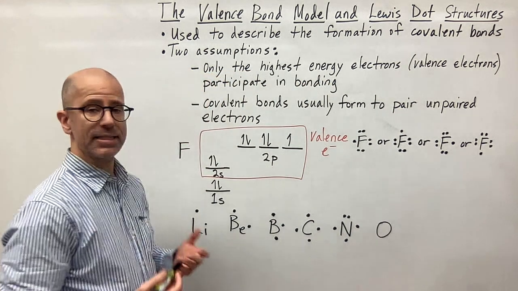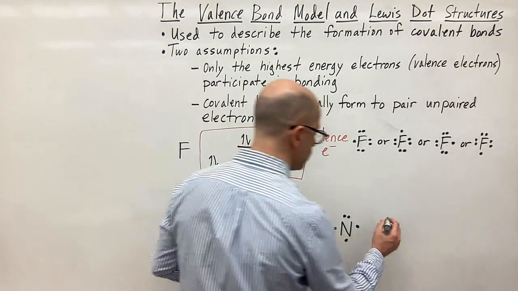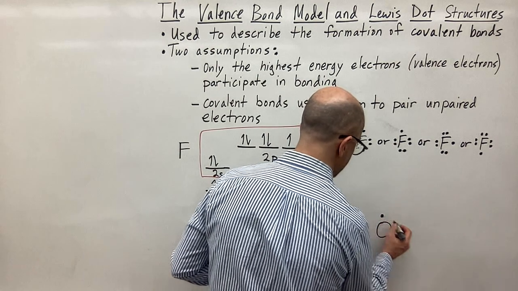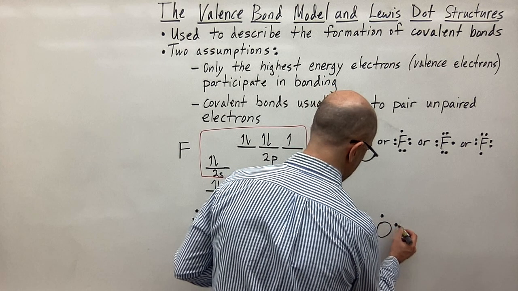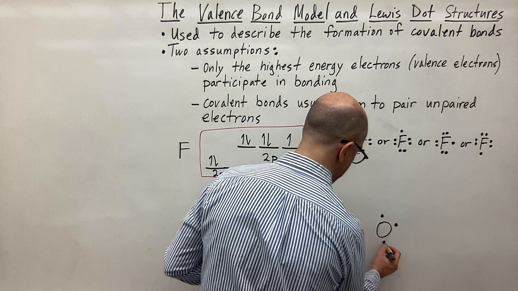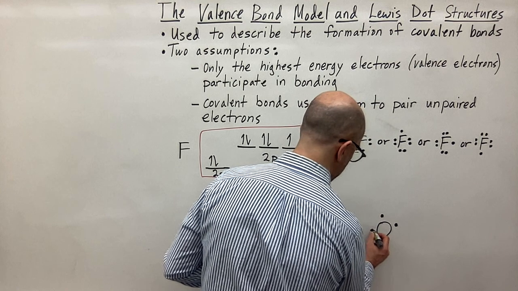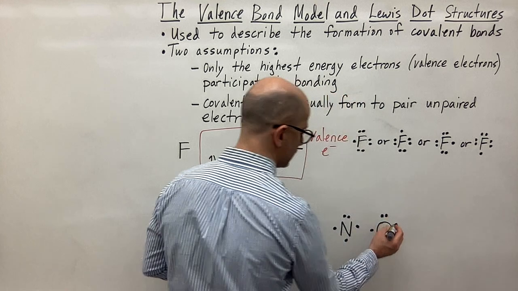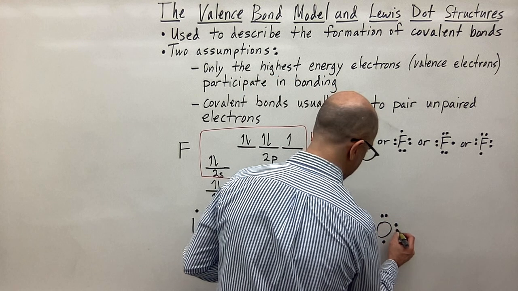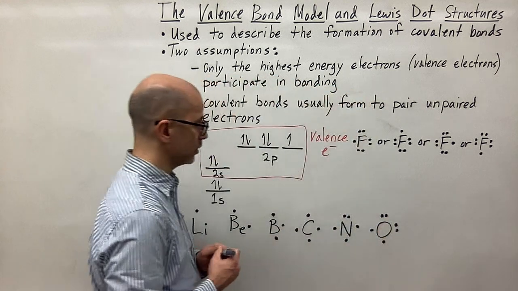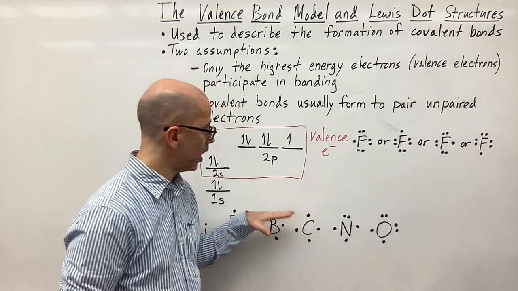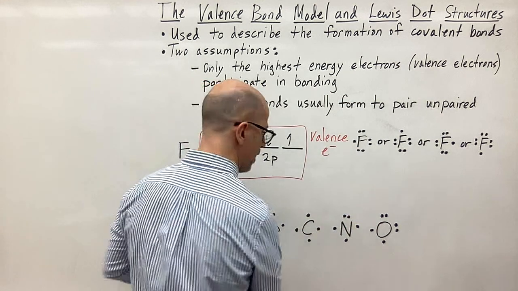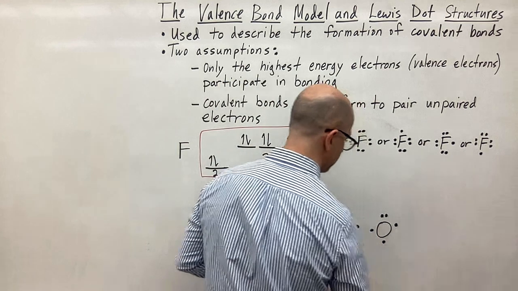So oxygen has 6 valence electrons. So again, I'm going to start on the top. I put 1 on the top, 2 on the right, 3 on the bottom, 4 on the left, 5 on top again, pair that up, and 6 on the right again, pair that up. Notice that I'm pairing them up across and down. So I'm not pairing these on the right like this.